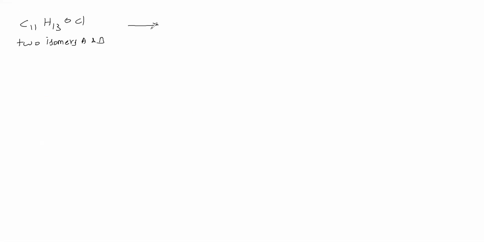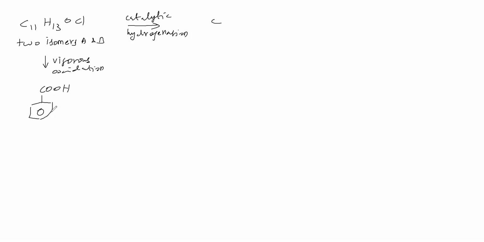This is going for catalytic hydrogenation to give some compound C. This on vigorous oxidation gives a compound in which a carboxylic acid is directly attached to the phenyl ring. Here an ether group is present. Here Cl is present. Okay.